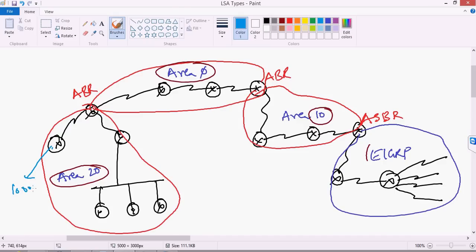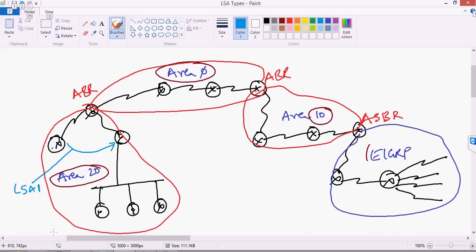So the advertisements that happen inside the area, where an internal router is advertising to another internal router, we call that LSA1. LSA1 is a normal advertisement generated by an internal router, one internal router informing another internal router. So we call those LSA1. Generally we can say O routes.